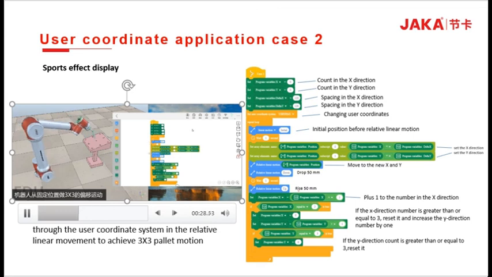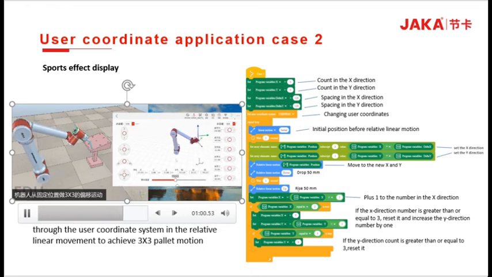Make a relative linear motion in advance under the user coordinate. Drop 50 mm after the movement is in place, and then rise 50 mm after waiting for 1 second. When the movement is complete, increase the x count by 1, then judge whether the x count is equal to 3; if so, reset the x count and increase the y count by 1. If y count is equal to 3, reset y. The program realizes a 3 times 3 pallet instruction by making a relative linear motion under the user coordinate.